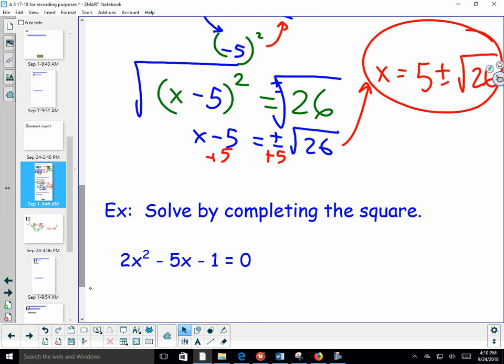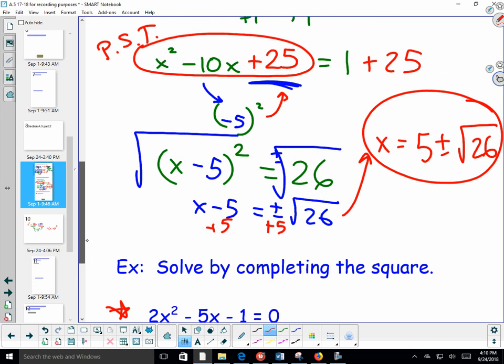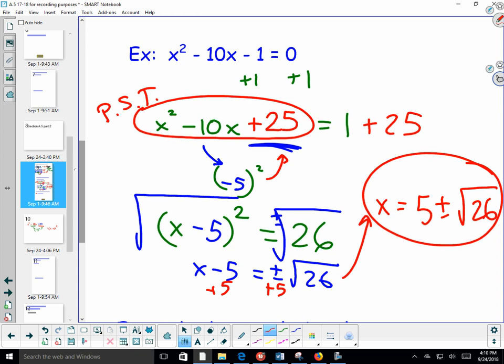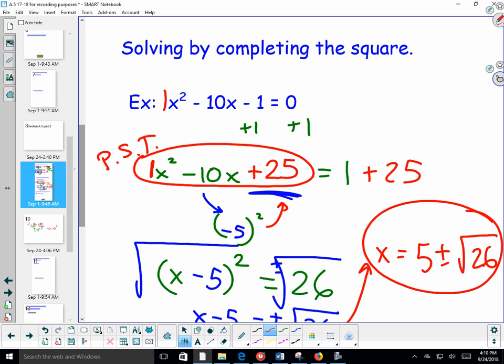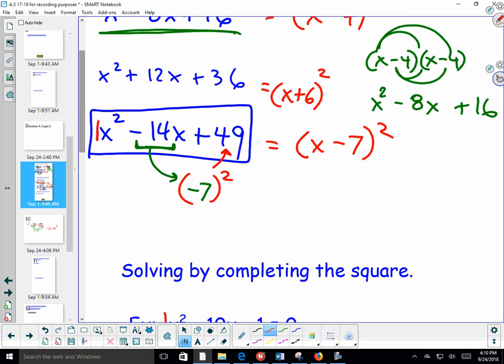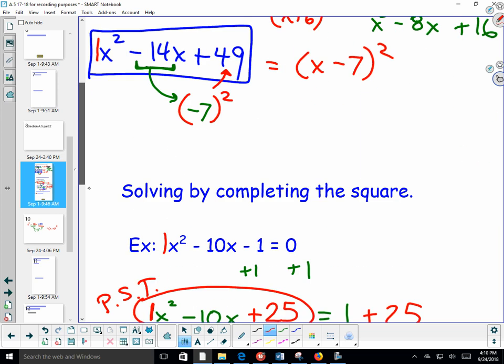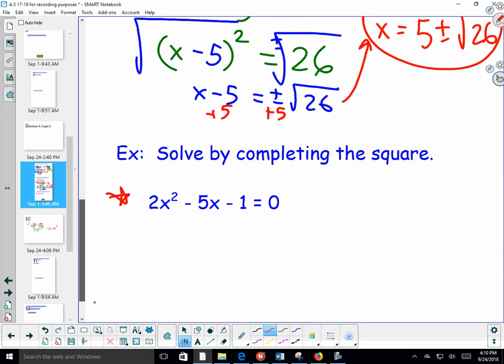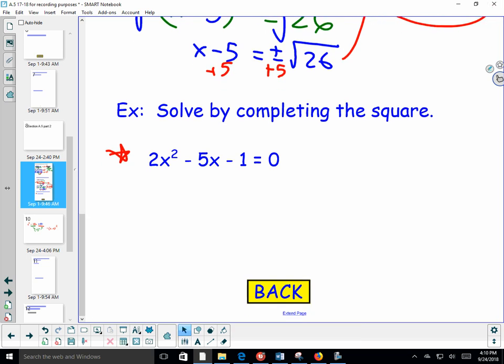We are again solving by completing the square. However, why does this one look different than any of the other perfect square trinomials that we've looked at? Well, what I want to highlight to you is this had a leading coefficient of 1, which came from this equation, and in all of our examples here, the leading coefficient was 1. So if we do not have a leading coefficient of 1, like in this example, that's going to be a problem. So we're going to have to get rid of that.